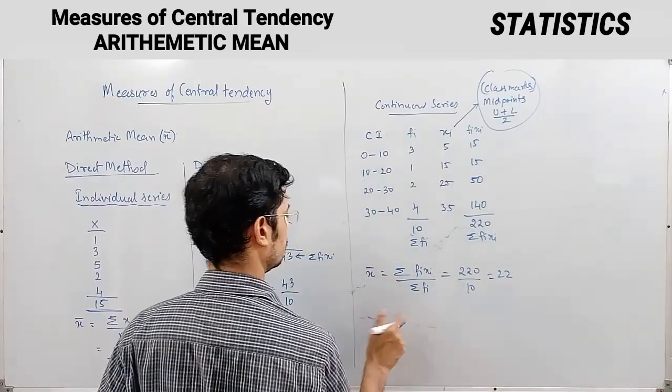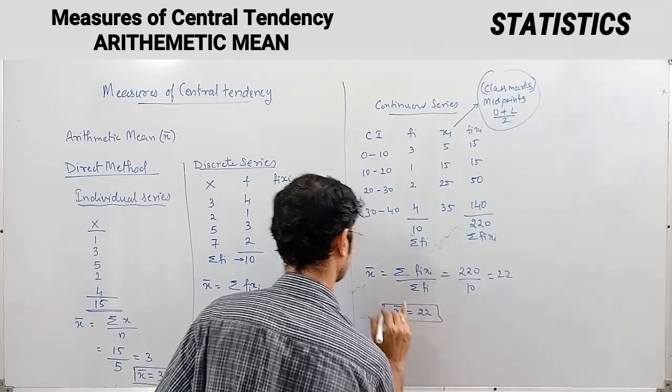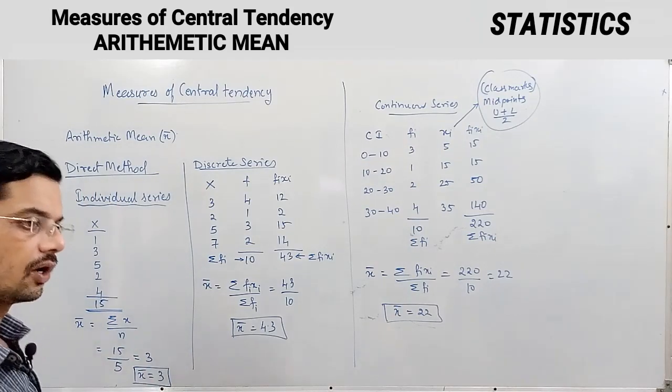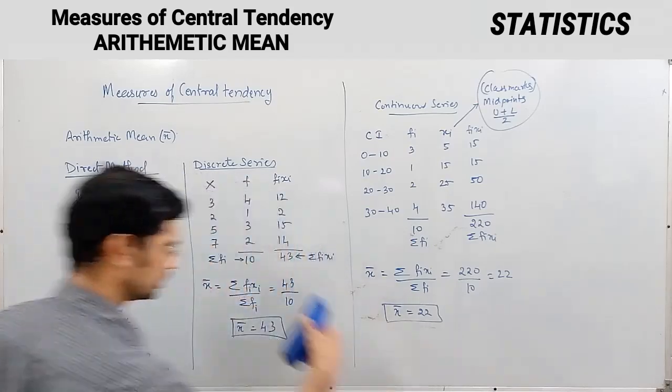So your problem is done. This is x bar equal to 22. The mean is done. Next we shall move on to the assumed mean method. You can note this problem.